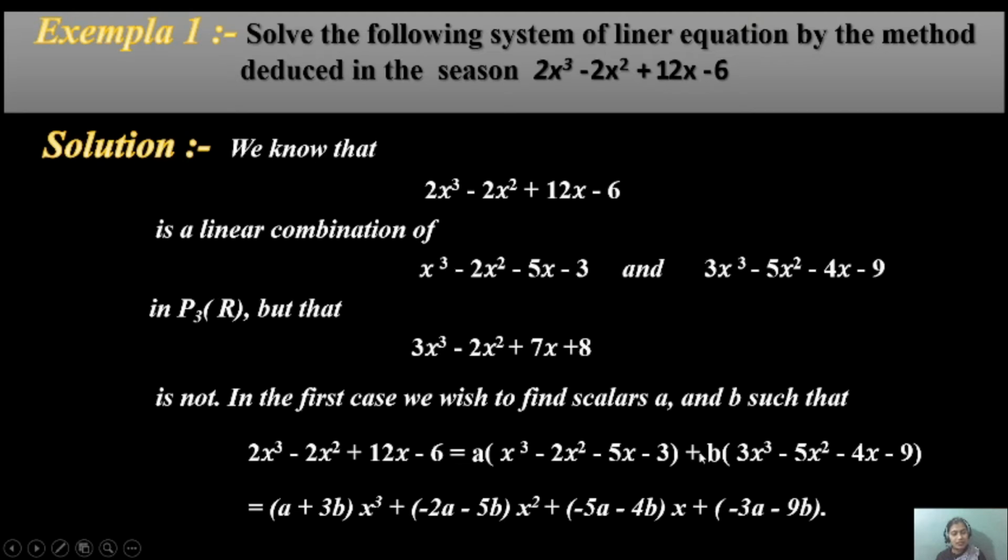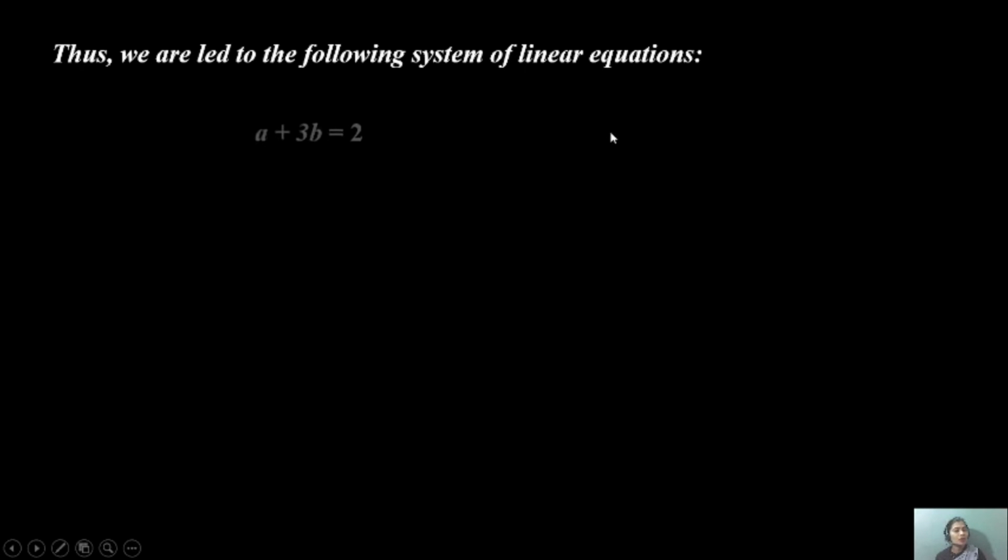Okay, this is x cubed, this is also x cubed, which means a plus 3b. Consider as the first value x cubed is common, same as a plus minus 2a minus 5b x squared plus minus 5a minus 4b x is common, same as the form a minus 3a minus 9b. Considering this, it is expanded to the form and we get the value.